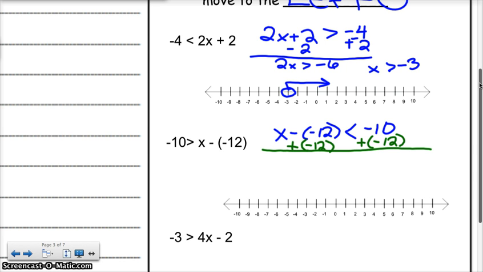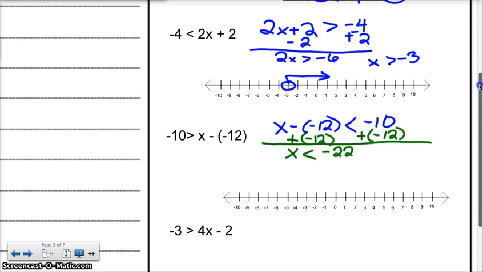X is less than negative 22. Uh-oh. I don't have it on the graph. It's my bad. We'll just kind of leave it like that. But you'd have an open circle at negative 22 going to the left because you're getting smaller. Okay? The 2 signs stink. When you have 2 signs in the middle, it's always one that they try to throw at you to see if you really understand inverse operations. And it's never been one of my favorites. Okay.